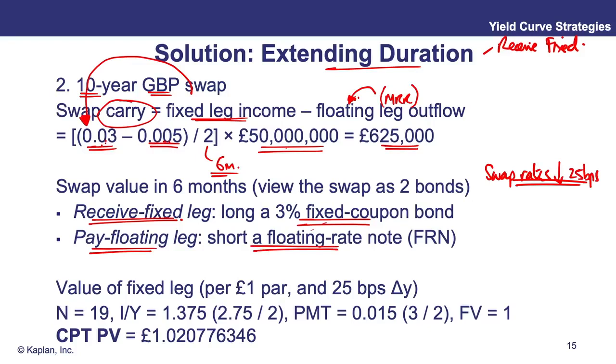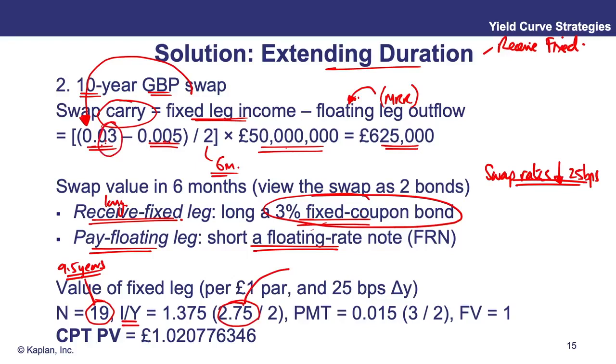To value this fixed coupon bond that we're essentially long, because we're receiving its income, we recognize that there is 9.5 years left, same as before. After 6 months, there's 9.5 years left. The discount rate that we're going to use is 2.75. The swap rates have fallen by 25 bips. The original fair fixed swap leg was 3%. That's what we locked in originally. So if that's fallen by 25 basis points, that's where we get that 2.75 from.